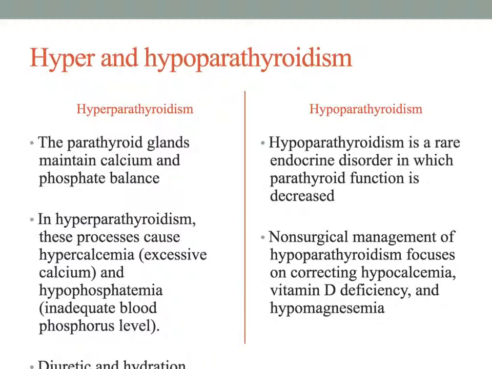Hypoparathyroidism occurs when there is a decreased level of the parathyroid hormone in the bloodstream. This results in a decreased level of serum calcium. So it makes sense: if you have not enough parathyroid hormone, you have not enough calcium. If you have too much of the parathyroid hormone, you have too much calcium. So they're related that way.